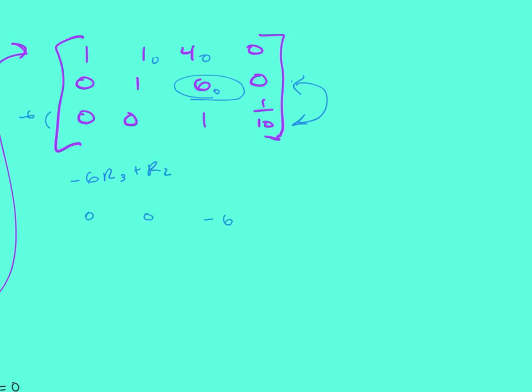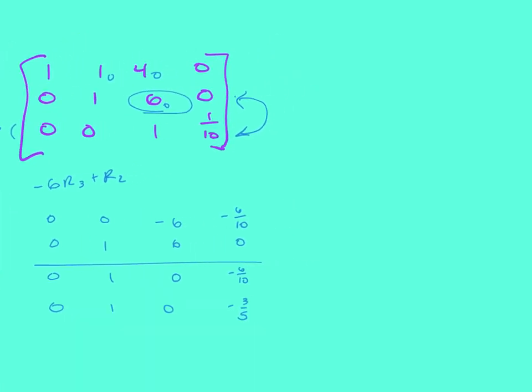0, 0, negative 6, negative 6/10, which you can reduce. You don't need to. At some point, you're going to reduce it. And I get 0, 1, 0, negative 6/10, which is the same thing as negative 3/5. That takes over my middle row.